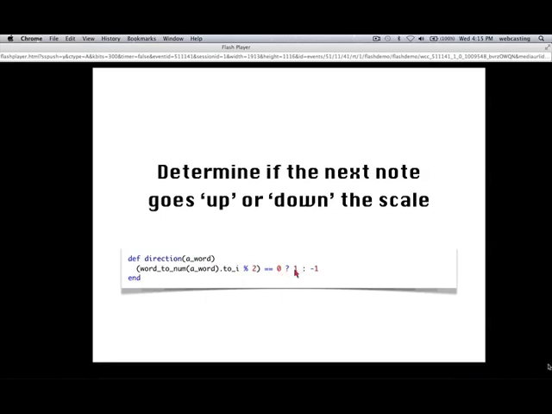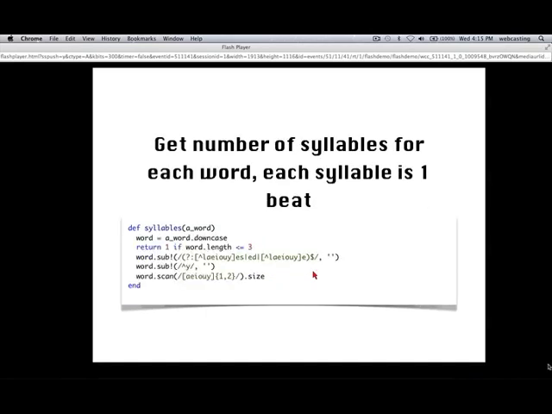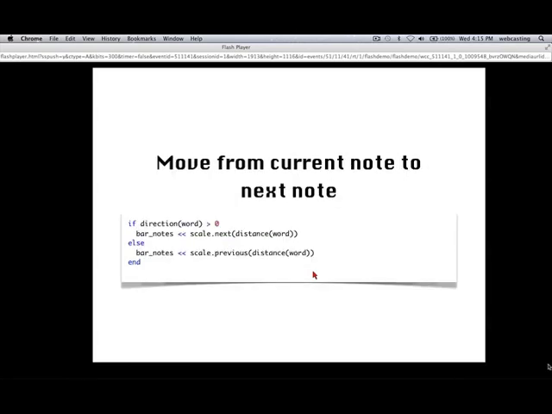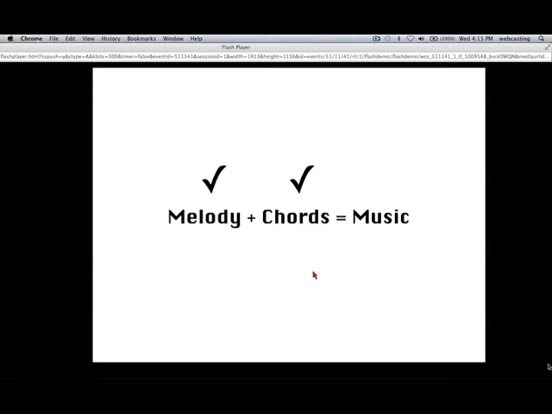And from then on, I try to find the number of syllables for each word. So within a word, I determine the number of beats. The number of syllables equates to the number of beats. So, for example, a word hello has 2 syllables. That means you will have 2 beats. Now that I know how many beats to play for the note and I know which note it is, I move from one note to the next. And I would have the melody as well as the chord. And therefore, I have the piece of music.